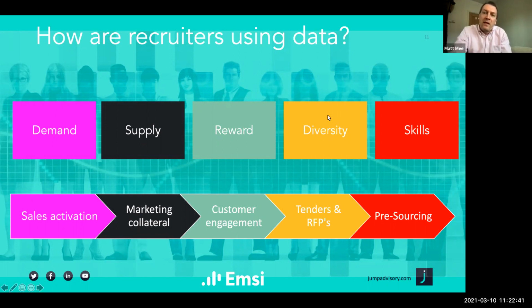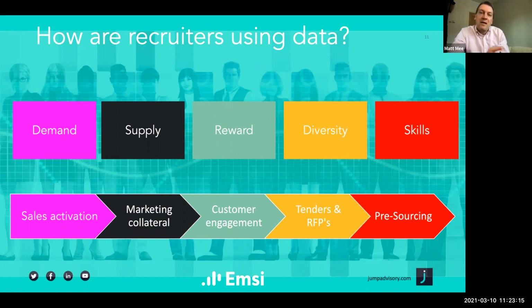And then probably less so diversity data and skills data. Diversity being, and I'll show a particular use case of this, what does good recruitment practice look like? What data do I need to have when I'm presenting a short list of CVs to say this is a good diverse shortlist, based on market insight and based on the demographics of the workforce in a particular part of the economy?